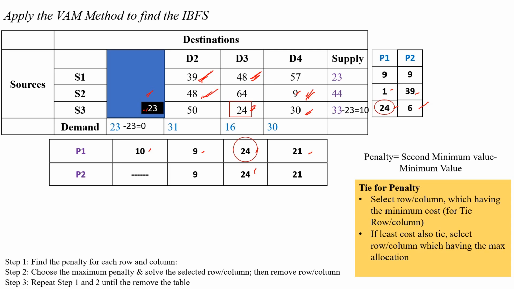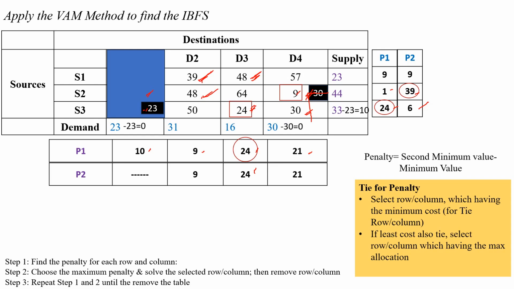So among all the penalty values, the maximum penalty is 39 for the S2 row. Then you have to select the minimum value in the S2 row. The minimum value in the S2 row is 9. Here you have to observe the supply as well as the demand. Supply is 44 and demand is 30. Then allocate the minimum value, which is 30. So allocate the 30. Then subtract the 30 in the supply as well as the demand.